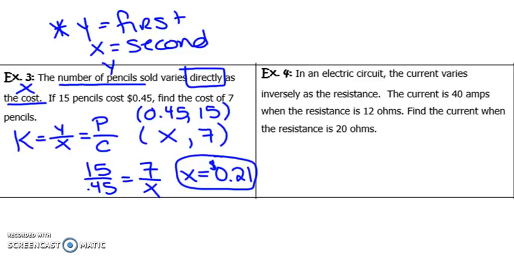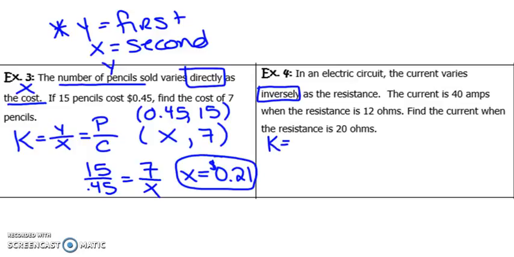If we look at example 4, in an electric circuit C, the current varies inversely as the resistance R. The current is 40 amps when the resistance is 12 ohms. Find the current when the resistance is 20 ohms. So again, first things first, I want to box my keyword. And in this case, it's inversely.